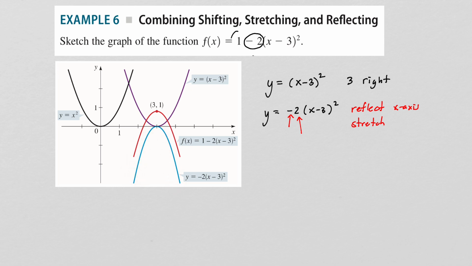Now the last thing that happens is the 1 here. And so in essence, what we're doing here is we're just adding 1 to that previous equation. Now, that is the same as putting the 1 in front of the -2 here. But all we're doing here is we're moving the graph up 1 unit. So if you look at this blue graph here, if you shift that graph up 1 unit, you get this red graph. And so the red graph is the graph of this function.